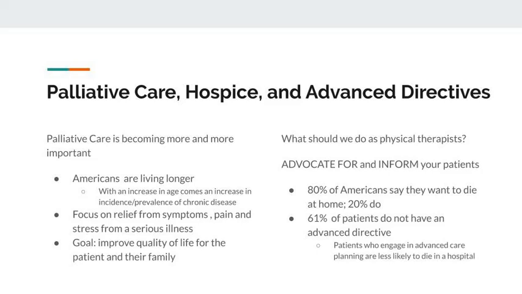PTs working with patients on hospice also work to ease their patients and their patients' families' discomfort at the end of their life. Home health PTs, and all PTs for that matter, should ask their patient if they have an advance directive, meaning a plan for their end-of-life care. Most Americans desire to pass away in their own homes, and having an advance directive makes it more likely for that desire to be realized.